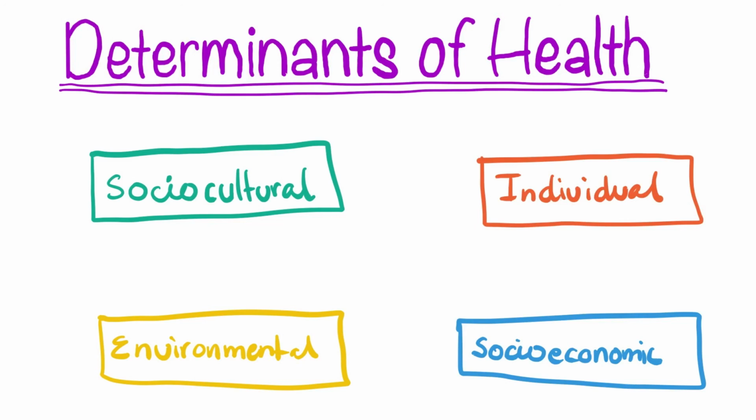So again, remembering when we look at the determinants of health, we have to look at the individual determinants, the socio-cultural determinants, and the socio-economic determinants. This video is looking at the socio-economic. If you haven't already had a look at individual and socio-cultural, you can go back to the videos on Smitty's Learning Room YouTube channel, and they will be there as well.